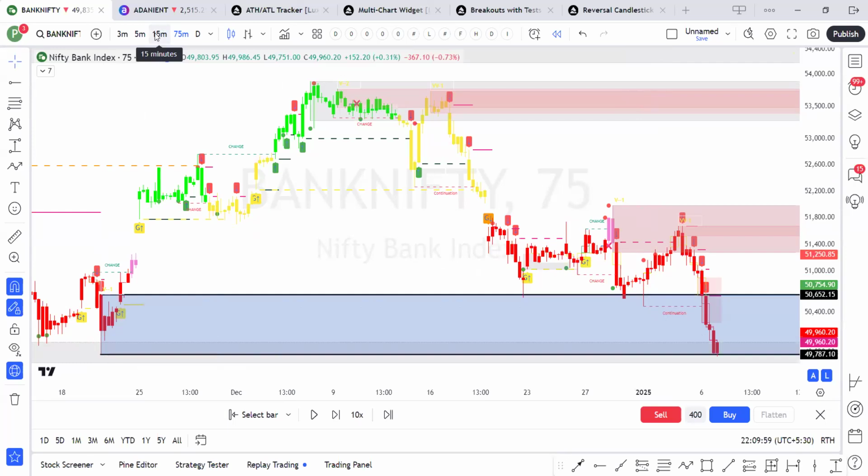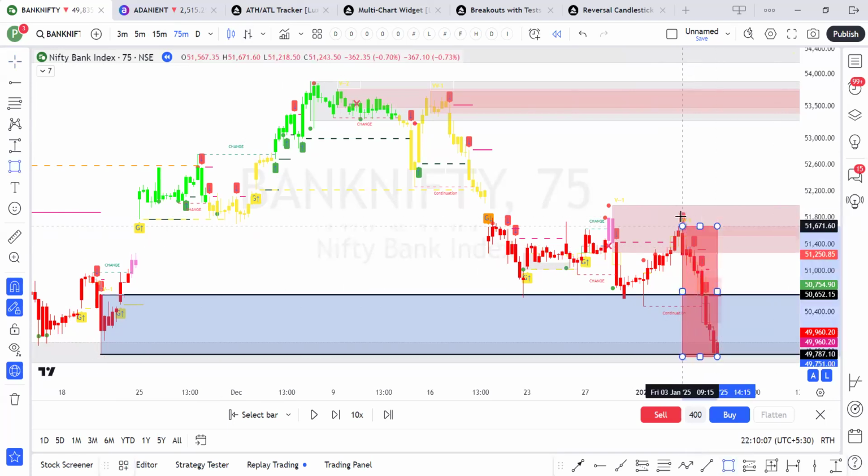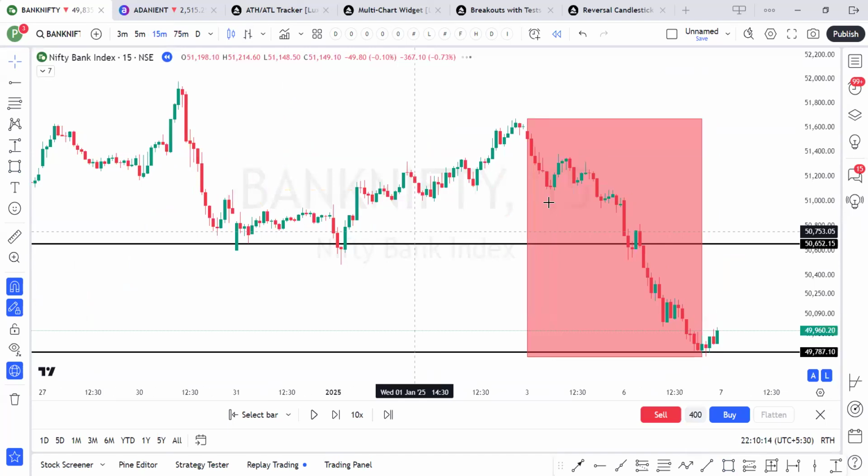And we can go to lower time frame, and we may get some selling opportunities after this. We continue from this to this. In this area we may get some selling and buying opportunity again.